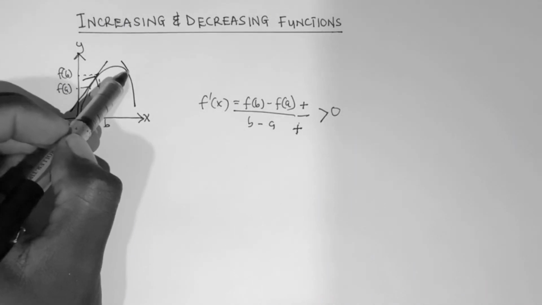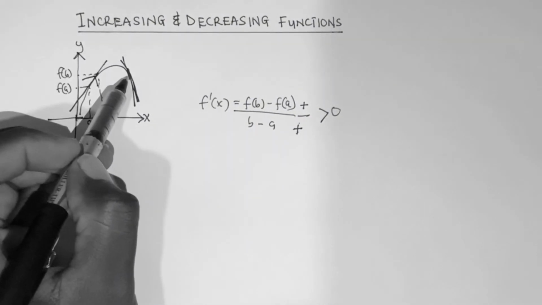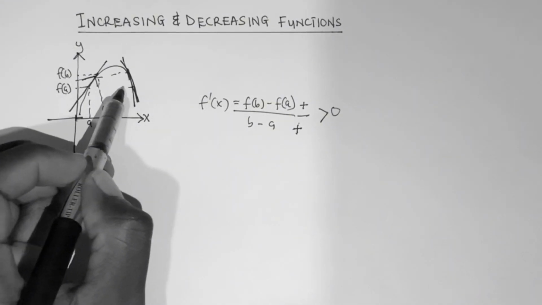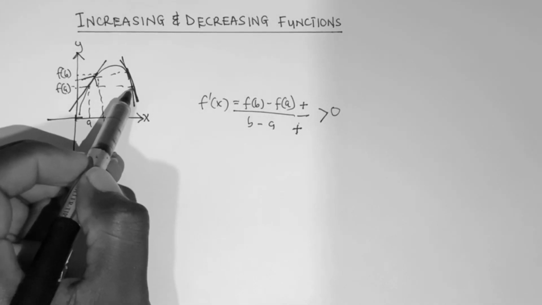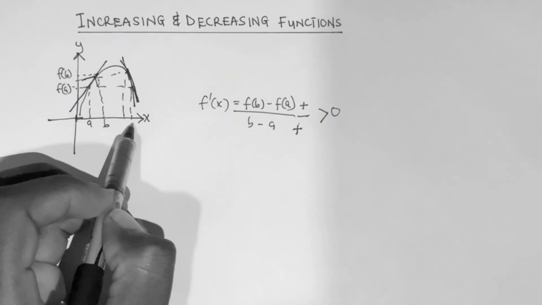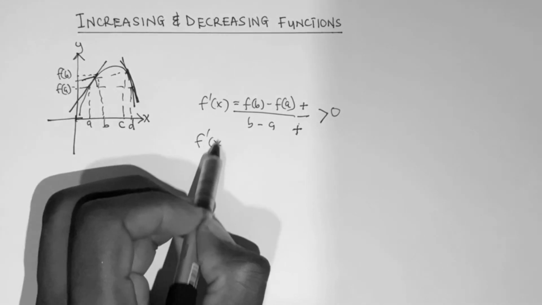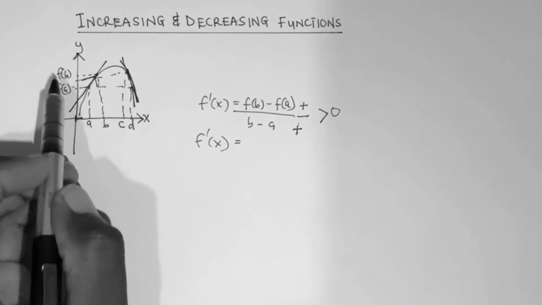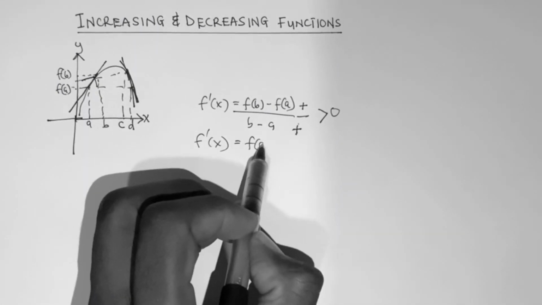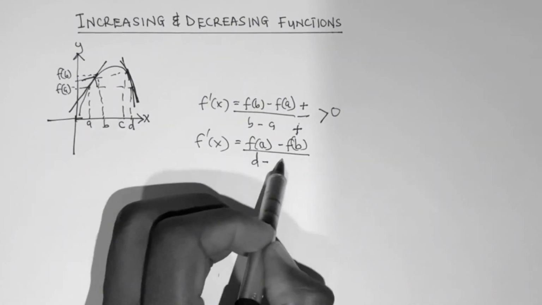But if we draw a tangent at this point, let's assume we draw a tangent here. Now if we trace this point to the y-axis, and we trace this one to the y-axis, and then we trace this point down here, and then we trace this one down here, and let's assume that here is d and here is c. You see that if we find the tangent, f prime of x is going to be f of a minus f of b divided by d minus c.